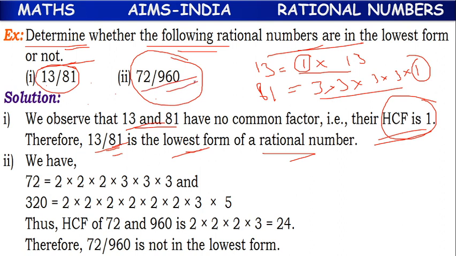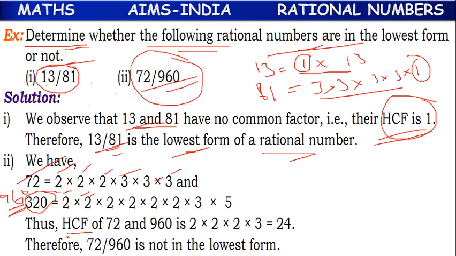But whereas 72 by 960, if we take factors for 72, it is 2 into 2 into 2 into 3 into 3. Sorry children, one minute here, 2 to the 4, 8, 16, 32, 64, 64 into 5. Here it is not 320, children, it is 960. We can write 2 into 2 into 2 into 2 into 2 into 2 into 3 into 5.